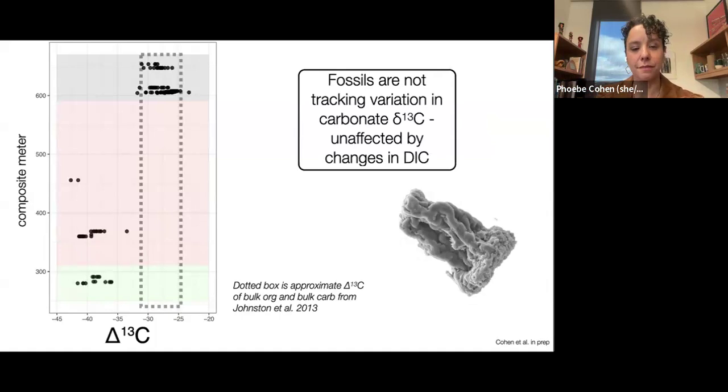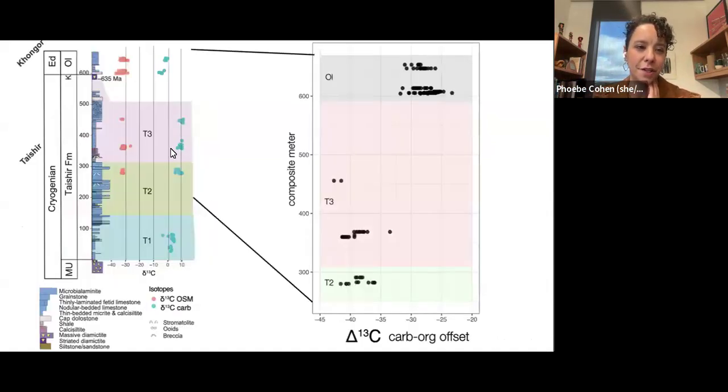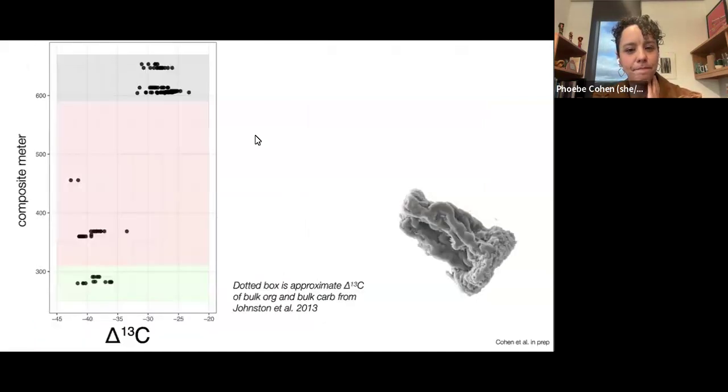The other thing that you'll notice maybe is that we actually don't have any fossils through the anomaly itself, which is essentially right here in between T2 and T3. And that's just an unfortunate fact of the sample suite that we had access to. And so hopefully I will be getting access to more samples that will cover that range, because what would be really cool is to see what's happening actually during the negative anomaly. Are the fossils just chugging along, and are they unimpacted by it, or are they tracking DIC when variation is extreme?